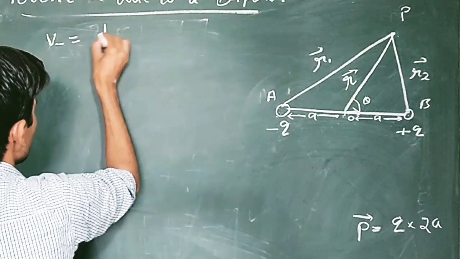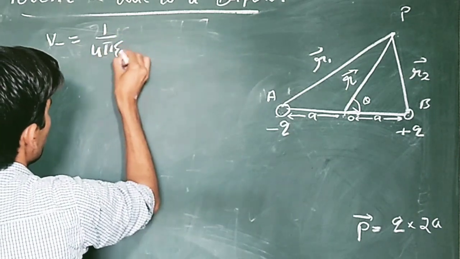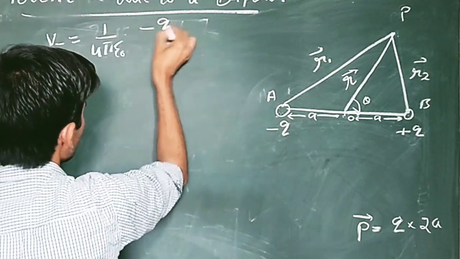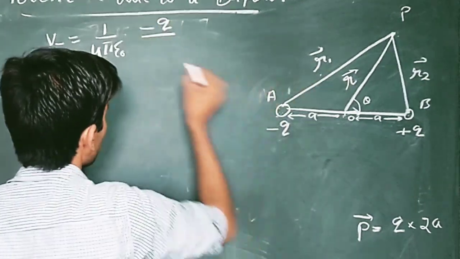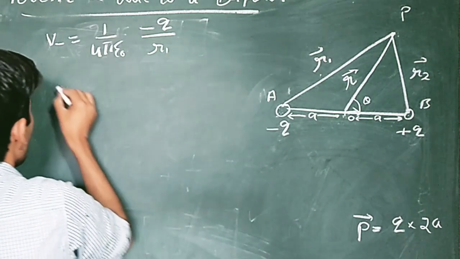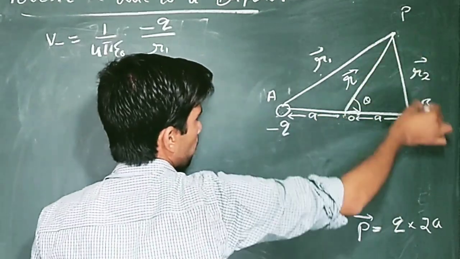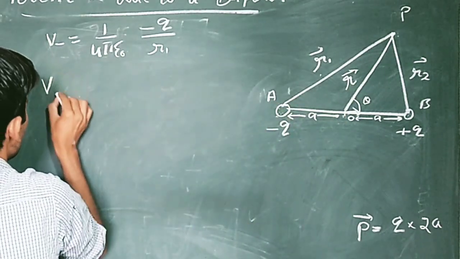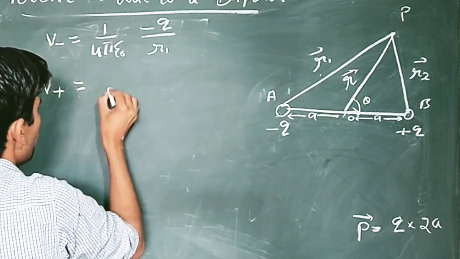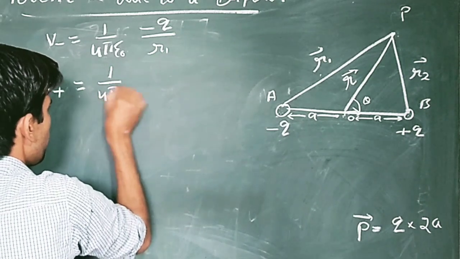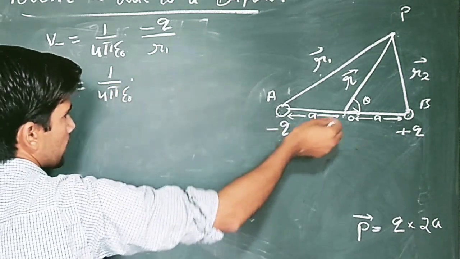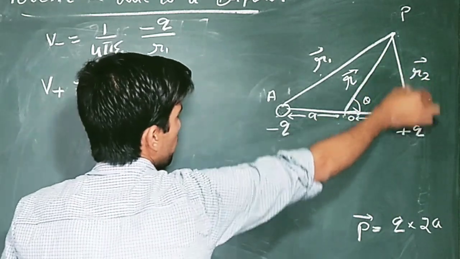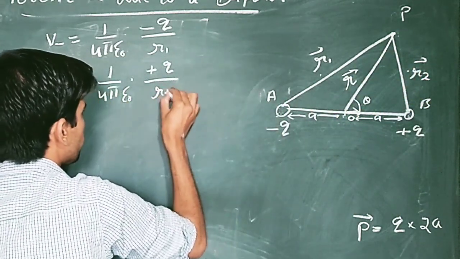And now the potential at point P due to the negative charge is equal to 1 by 4 pi epsilon naught, and the magnitude of charge is q, with polarity minus q, and the position vector is r1. And the potential due to the positive charge at point P is equal to 1 by 4 pi epsilon naught, and the charge is plus q, and the position vector from B to P is r2.